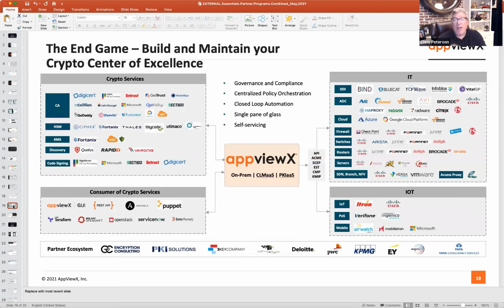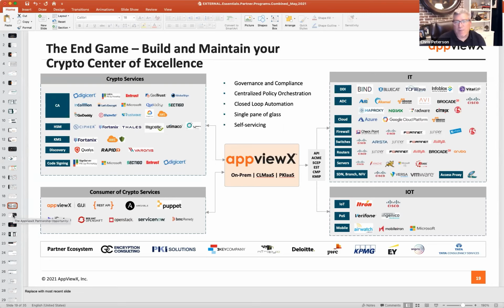So the end game here is really build and maintain your Crypto Center of Excellence. AppViewX sits right there in the middle, again, on-prem. CLM as a service, PKI as a service offerings, all from AppViewX, obviously can all be sold by you. A very large partner ecosystem that is growing. We do quite a bit of business with the large consulting organizations, but once again, the reseller partner community is a huge piece of our business, and we're really excited to have you as a partner.